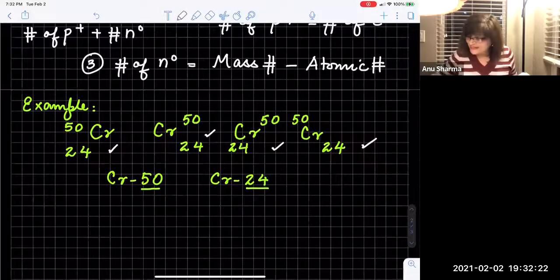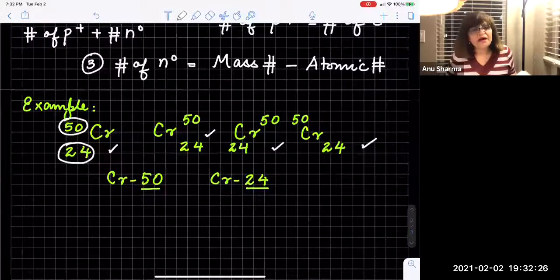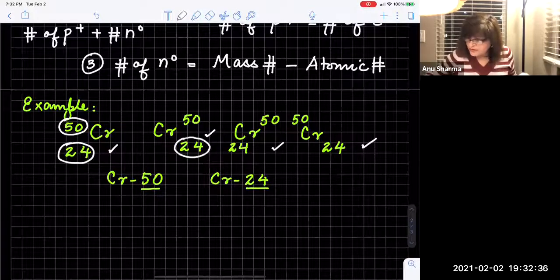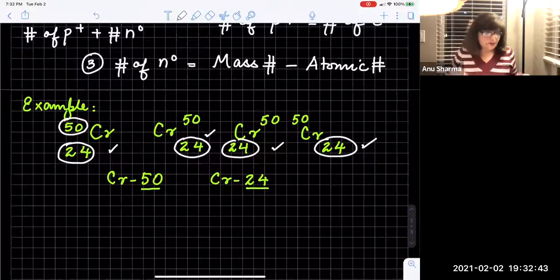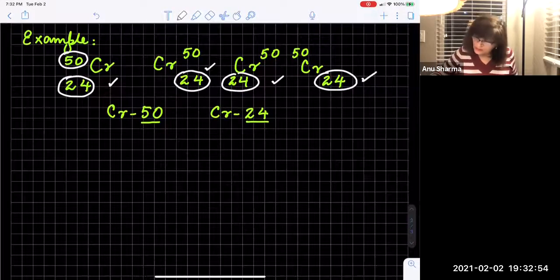The main thing is that these numbers relate to chromium, especially the atomic number 24. So 24 is important. If it is 25, it's a different element altogether, manganese. If it is 23, it is vanadium. So the identity of the atom changes. As long as it's 24, we are okay. It's chromium.